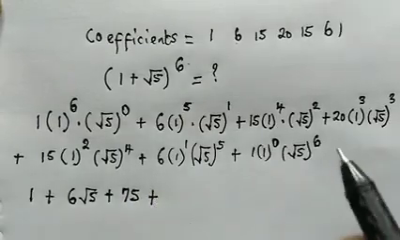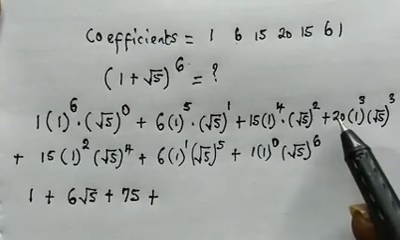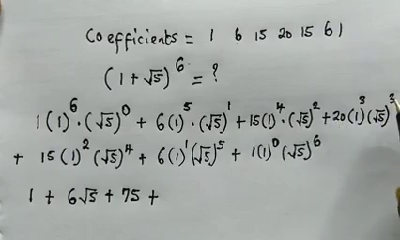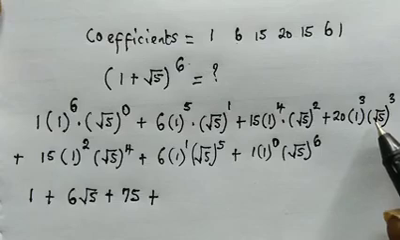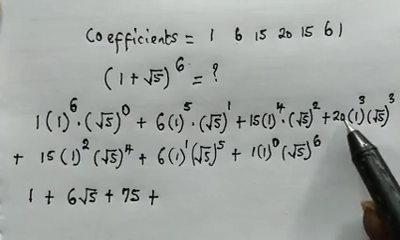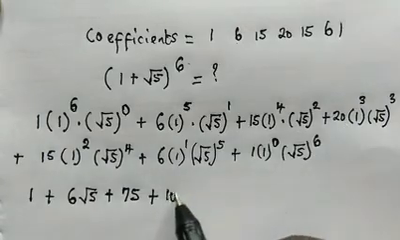We have plus here. 1 cubed is 1. 1 times 20 is 20. Root 5 raised to the power of 3 is the same as root 5 times root 5 times root 5, which will give us 5 root 5. And 5 root 5, what do we have here? We have 20, right? Yes. Okay. So 5 root 5 times 20 will give us 100 root 5.